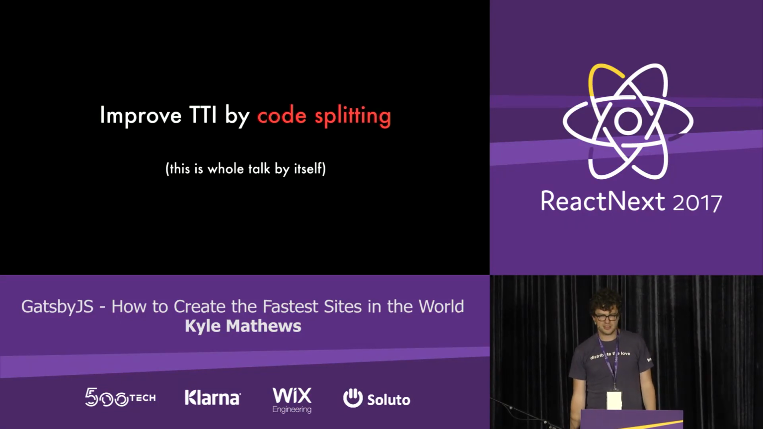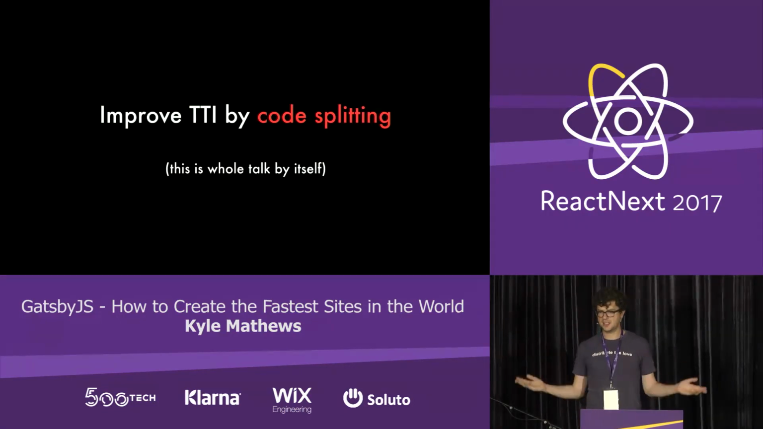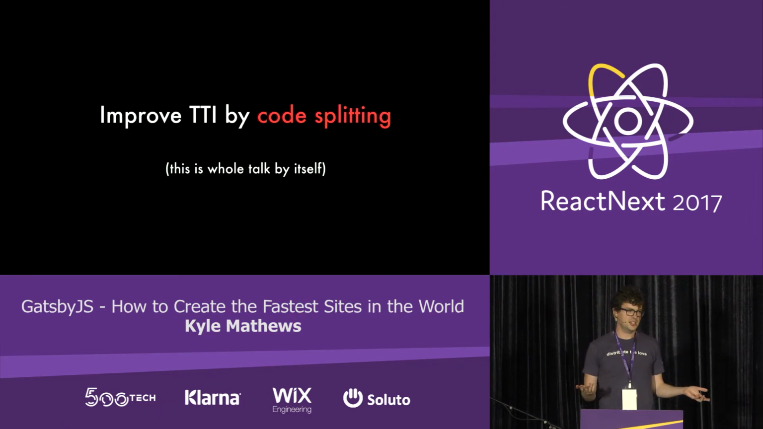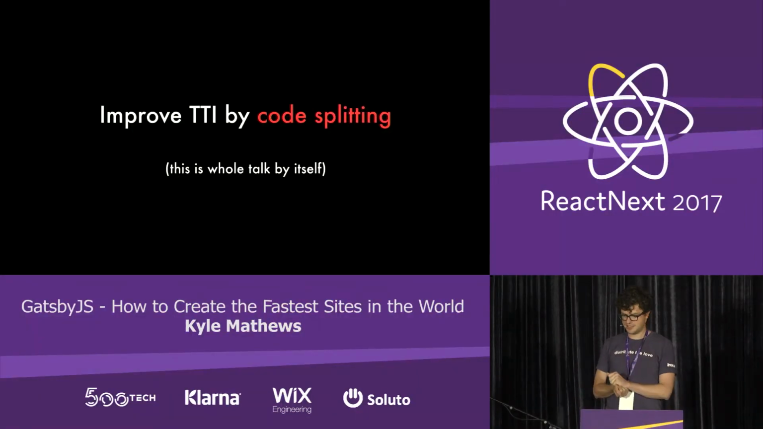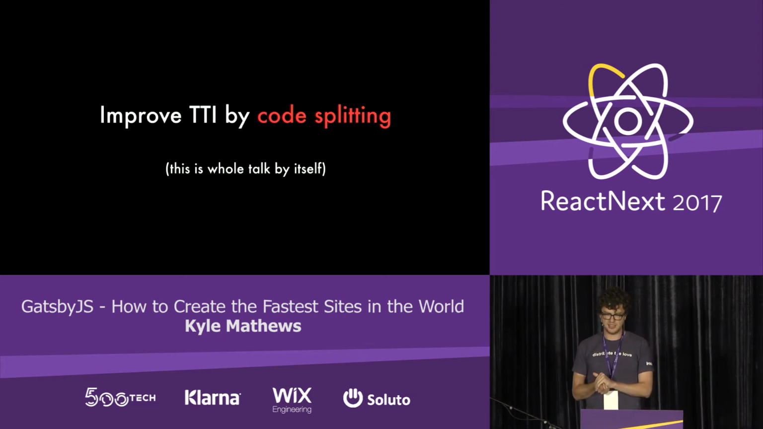So that's speed index: eliminate unnecessary loading work that doesn't need to be done, and also make it progressive. And then for improving the time to interactive score, the main thing you can do here is basically load less JavaScript.